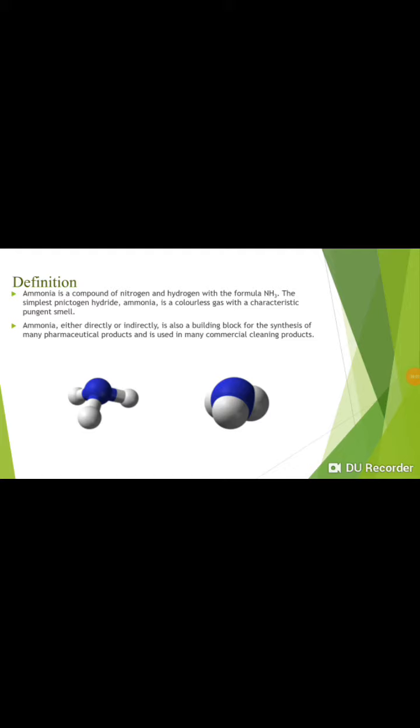Definition. Ammonia is a compound of nitrogen and hydrogen with the formula NH3. The simplest nitrogen hydride, ammonia is a colorless gas with a characteristic pungent smell. Ammonia, either directly or indirectly, is also a building block for the synthesis of many pharmaceutical products and is used in many commercial cleaning products.